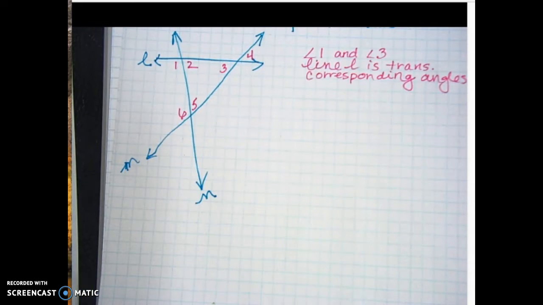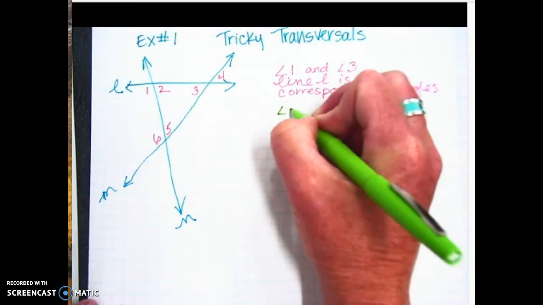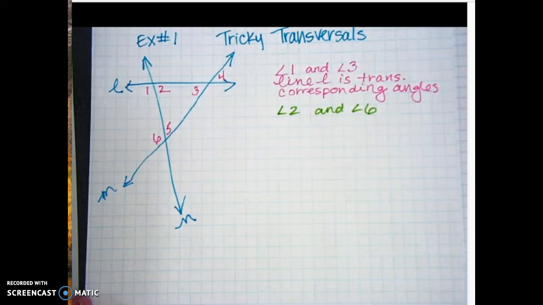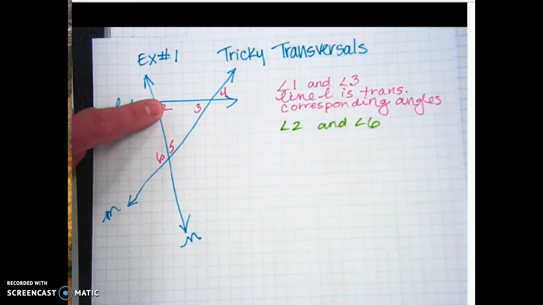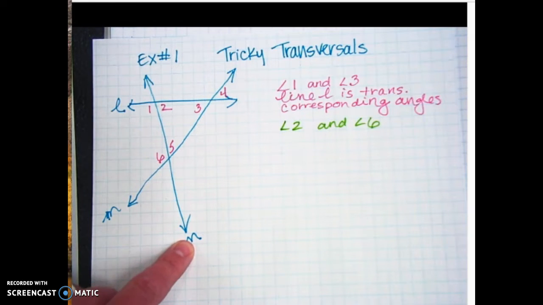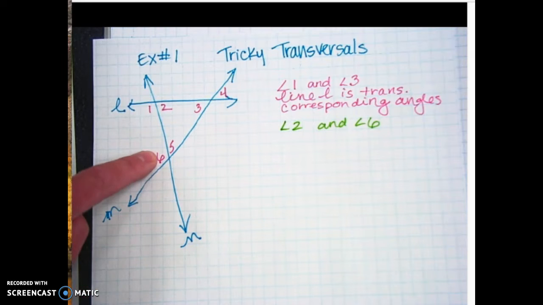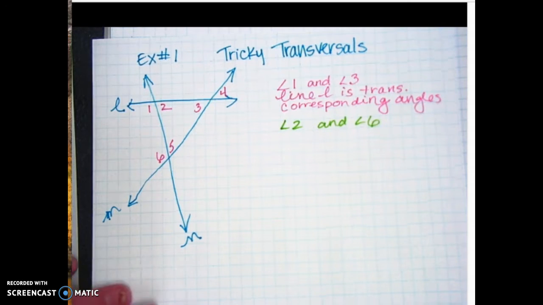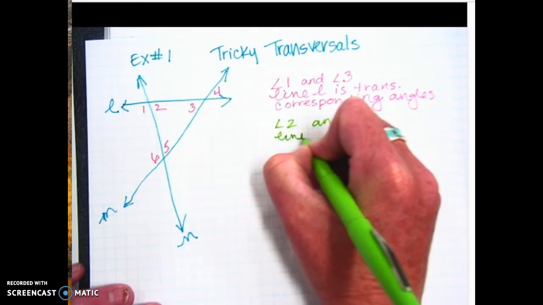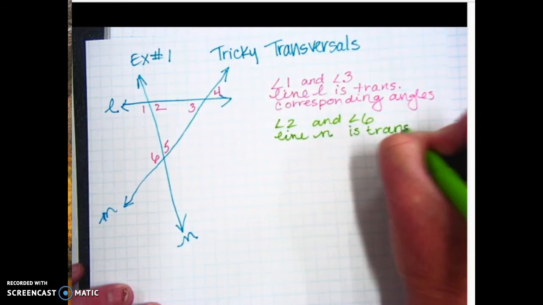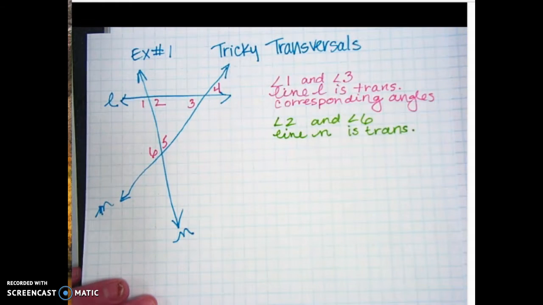Okay, now let's try another one. Let's try angle 2 and angle 6. Okay, so with your finger or with your pencil, point out where 2's at, point out where 6 is at. Angle 2 is attached to line L. Angle 2 is also attached to line N. Angle 6 is attached to line M and line N. Which are they both attached to? Line N. Line N becomes the transversal. Okay, whichever one they're both attached to has to become the transversal.